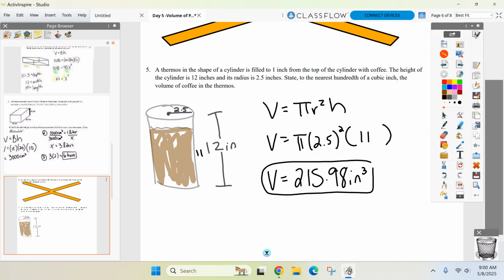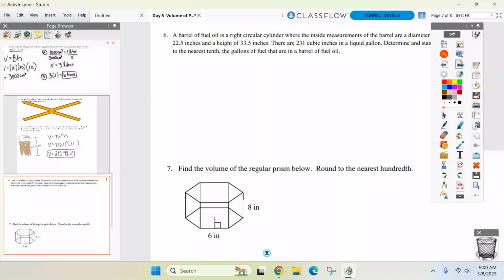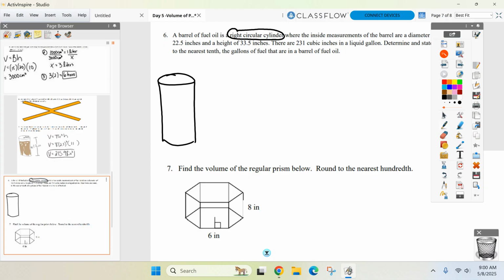All right, one more cylinder here. I mentioned this earlier. You're going to see a right circular cylinder. All that means it's standing straight up and down. It's not leaning. It's what we're used to. All right, what's the deal with this cylinder? Diameter. Oh boy, you're going to have to do something with that. Diameter, 22.5, and a height of 33.5. How many gallons can go in this bad boy?